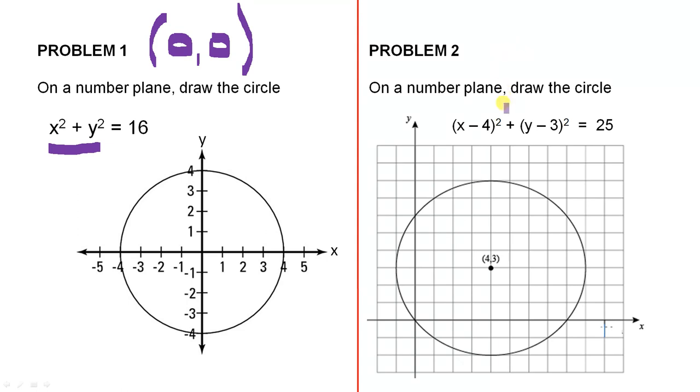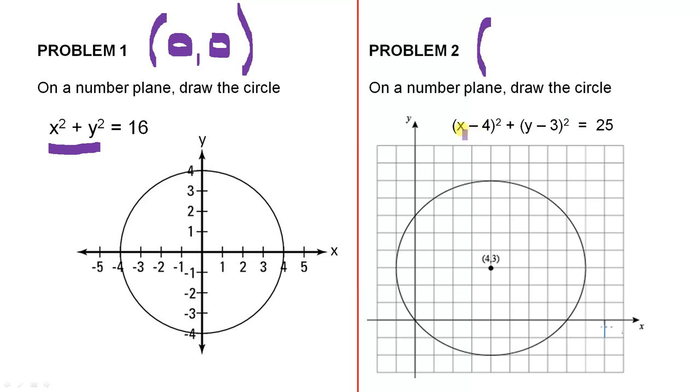For problem 2, it looks a little bit similar to problem 1, except this part here is just a little bit more involved, but it's not that difficult. Let's find the centre first. We're going to find the centre of the circle first.